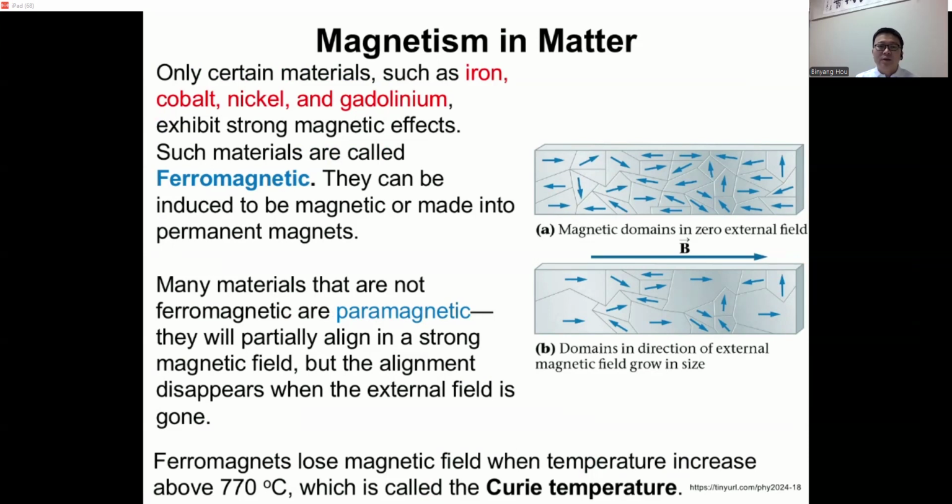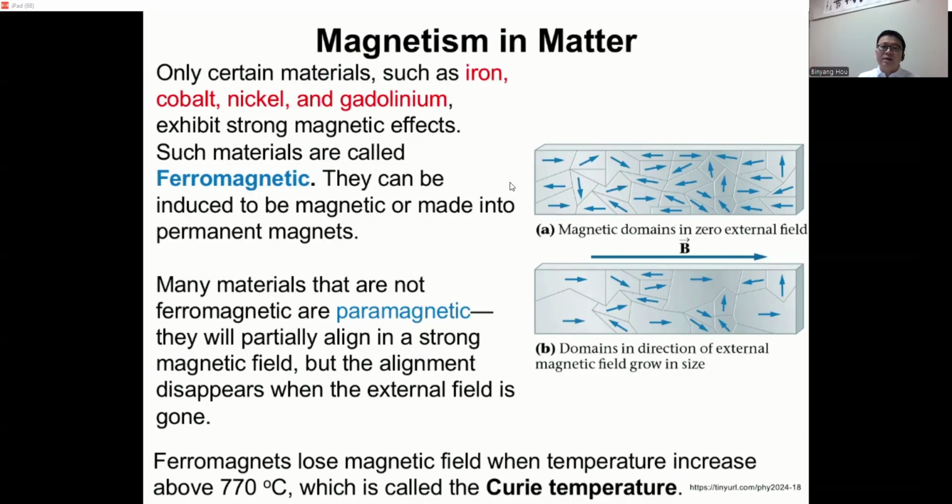There are also other materials where, if an external magnetic field is present, the domains inside the material will produce a stronger magnetic field, but once the external magnetic field is removed, those domain orientations become random again. So that magnetic field is lost afterwards. Those are called paramagnetic materials.